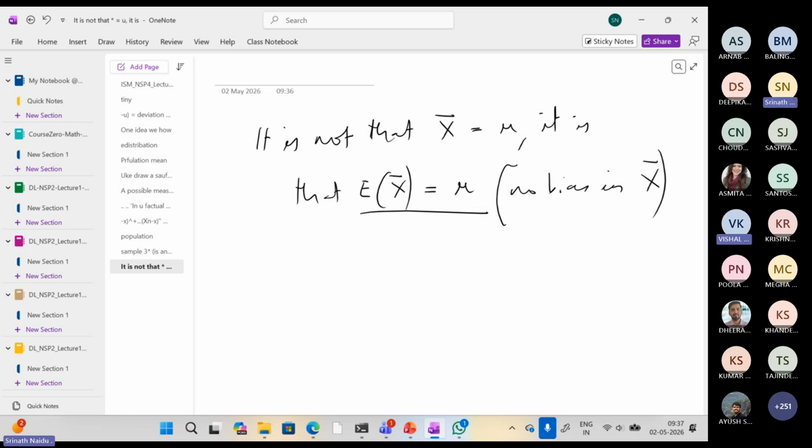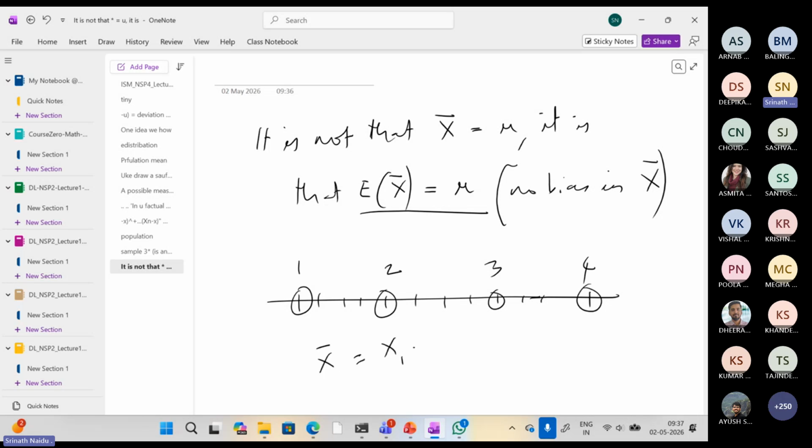So in other words, let me just finish this point. Let's say this is your entire population, and X bar was computed from this guy, this guy, this guy, and this guy, who were chosen in your sample. So X bar is X1 plus X2 plus X3 plus X4 divided by 4. Let's say the population mean is this point here, mu.